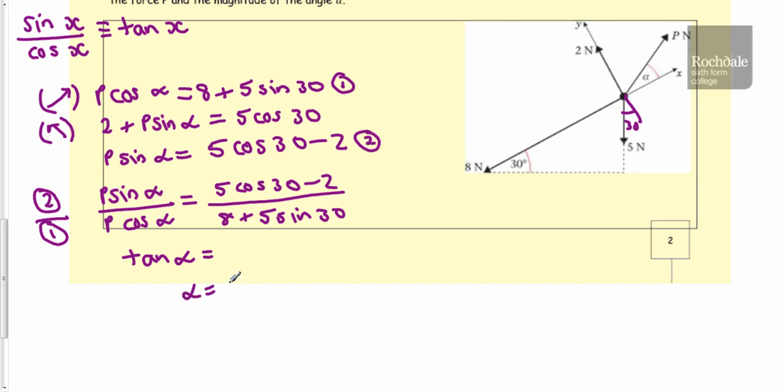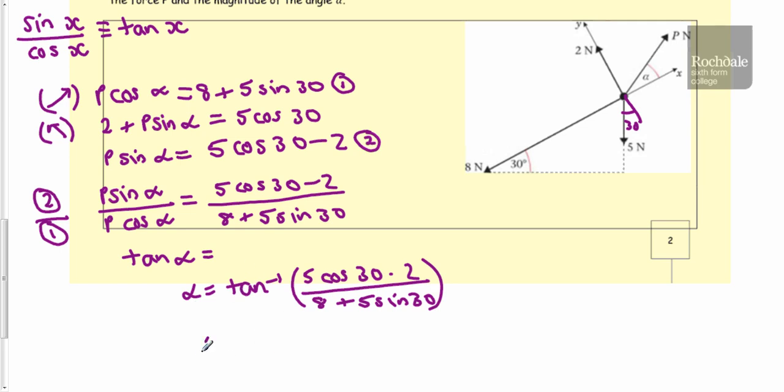Well, alpha would then be inverse tan of 5 cos 30 minus 2, divided by 8 plus 5 sine 30. Work that out on your calculator. Make sure that you set it in degrees, not in radians, and I got 12.5 degrees when I did it. Again, make sure you keep that full angle in your calculator, because what we're going to do now is substitute it back into either equation 1 or equation 2. It doesn't matter which you choose.